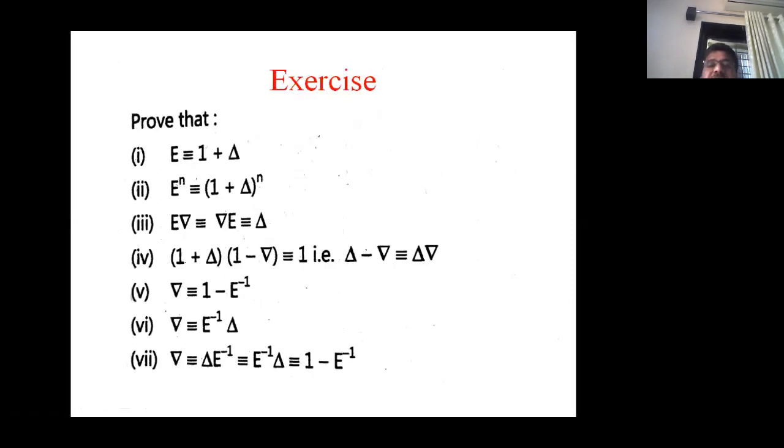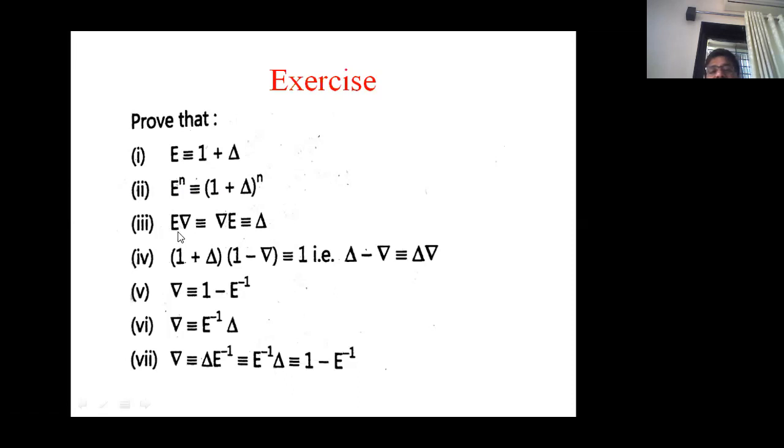So these are some exercises. For example, E is equal to 1 plus Δ, E raised to n is equal to (1 + Δ) raised to n. We prove this result by using mathematical induction. That is, show that this is true for n equal to 1. That is, first write the proof of E is equal to 1 plus Δ, that is, the result is true for n equal to 1, and then assume the result is true for n equal to k or m, and prove the result is true for k plus 1 or m plus 1. Okay, so the proof is by mathematical induction.